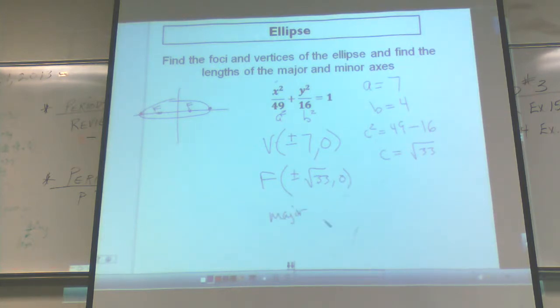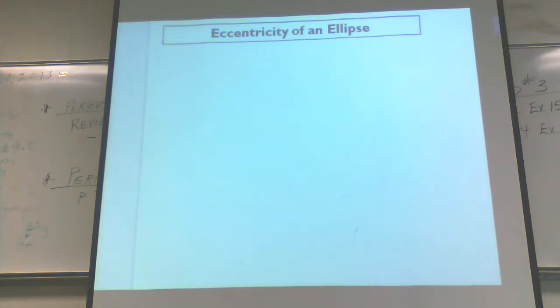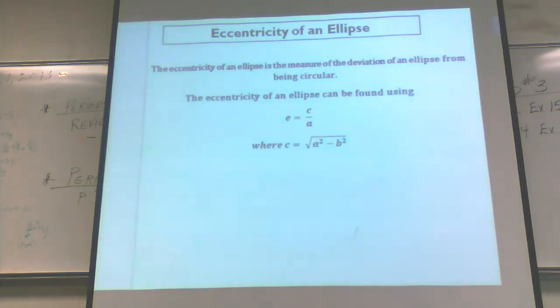Major axis is still 2 times whatever the larger number is between A and B. That's 14. Minor is 2 times the smaller one, which is 8. Like, all this is, it's the measure of how close to a circle the ellipse is. That's pretty much what it comes down to.